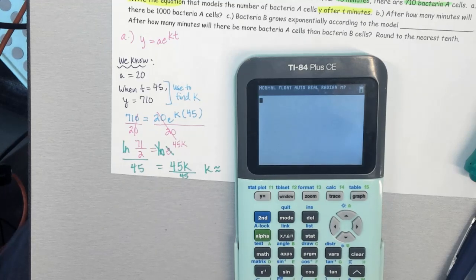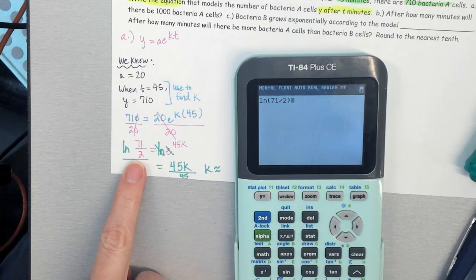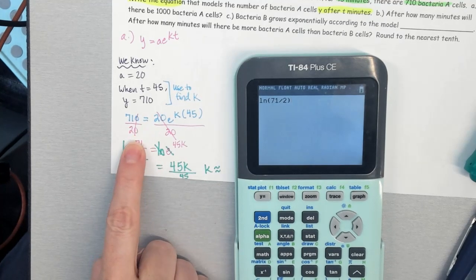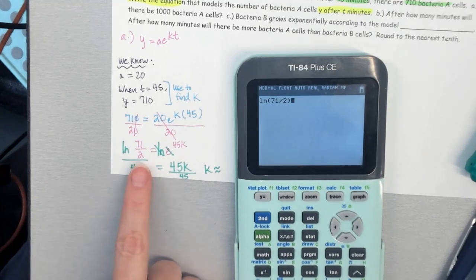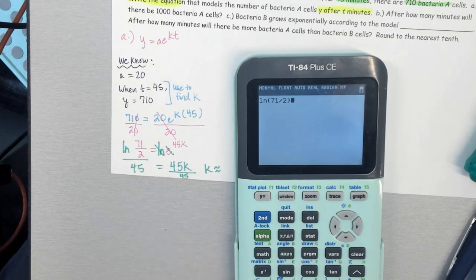Okay, so if we do the natural log of 71 divided by 2, make sure that we close that. And again, you can leave that as 710 divided by 20, that's fine. I just do that because that's easy to simplify in their heads and then I don't have to write it down as much.